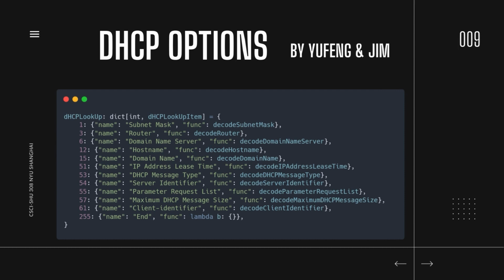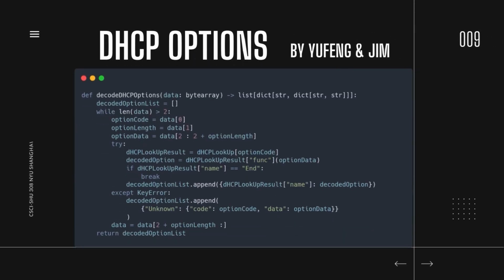After doing that, we utilized the lookup table and wrote the main function of the option field decoder. How does it work? It traverses the input byte array and extracts the option code, whose length is 1 byte, and option length, also 1 byte, and finally, the succeeding length of data, which is fed into the corresponding decoder function to get the desired output.